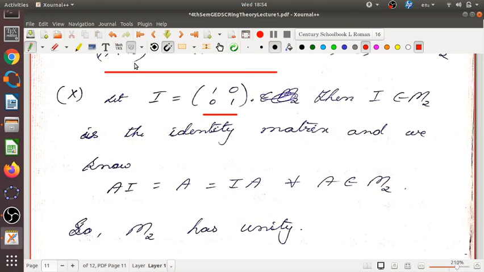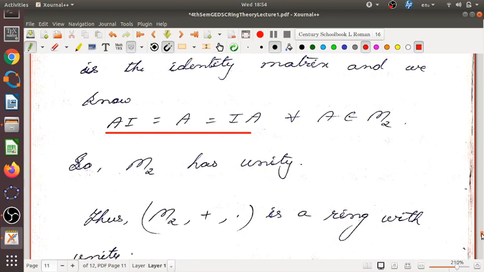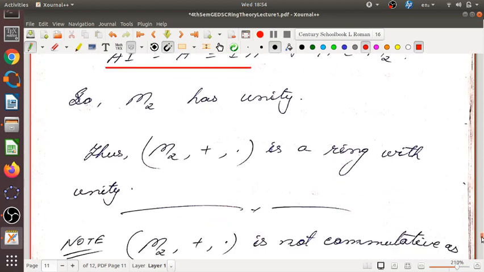Next, let me show that M2 is a ring with unity. So what is the unity element? Obviously the identity matrix. So I belongs to M2 and is the identity matrix, and we know by the property of the identity matrix, any matrix multiplied with the identity matrix will be the matrix itself, of course the order has to be the same, right? So A is an element in M2 and I is the identity matrix. So A into I will be A, which is the same as I into A. So M2 has unity. Thus M2 with plus and dot is a ring with unity.